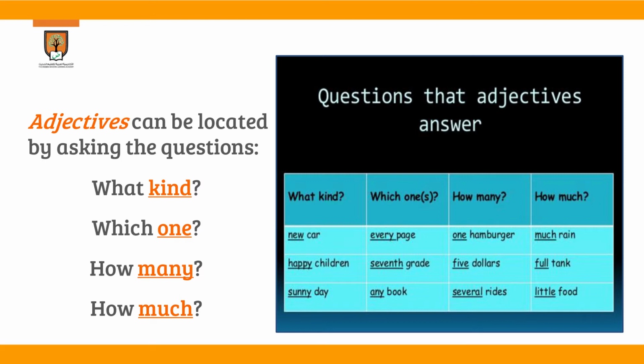Which grade? 7th grade. Which book? Any book. How many? How many hamburgers? 1 hamburger. How many dollars? 5. How many rides? Several. As for how much? Much rain, full tank, and little food.